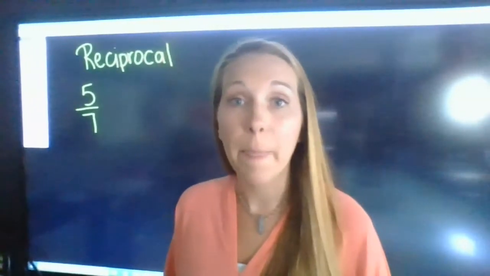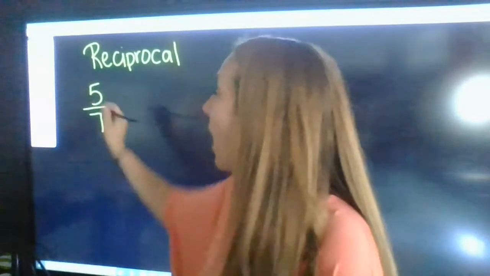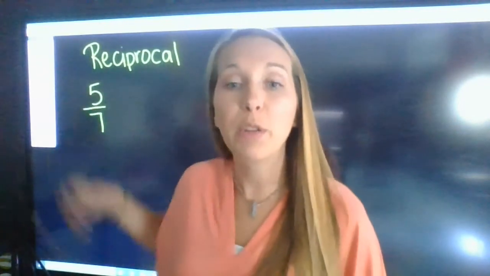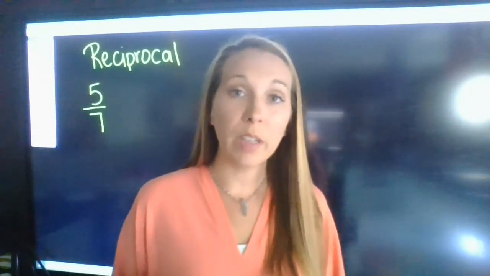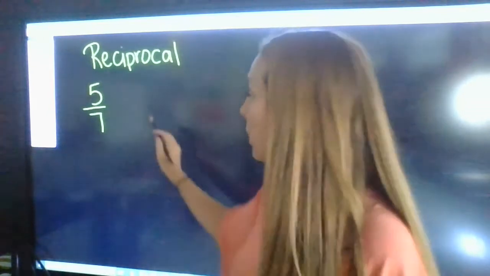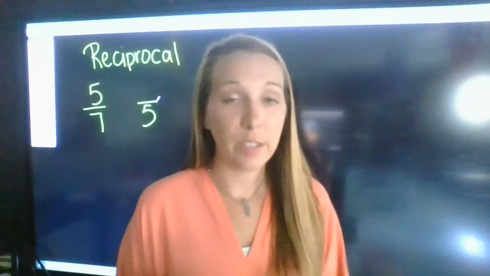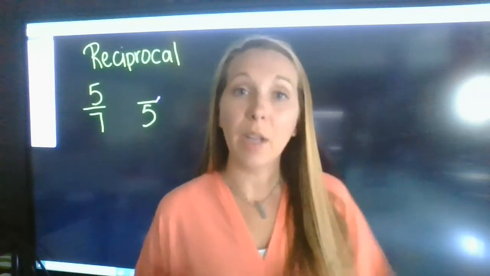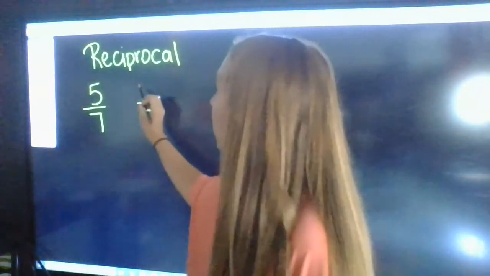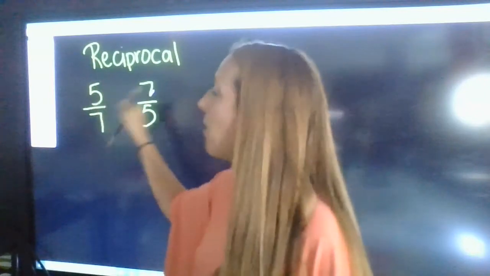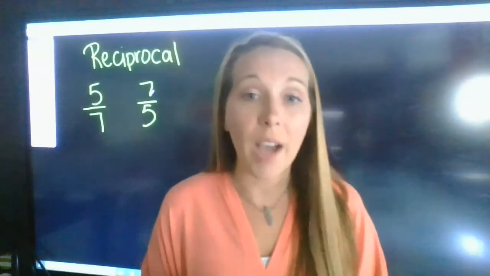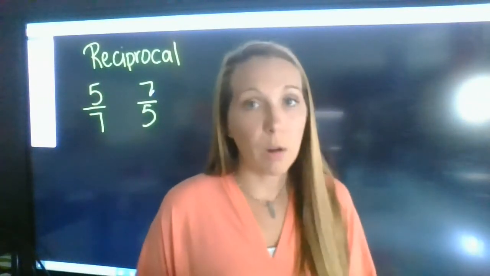First one we have here is 5/7. Now, with 5/7, your 5 is your numerator. But when you do the reciprocal, your numerator is now going to become your denominator. So we're going to put the 5 on the bottom, and your denominator 7 from the original fraction is now going to become your numerator. So we're going to put that on top. So 5/7 and 7/5, they are not equal, but they are reciprocals.